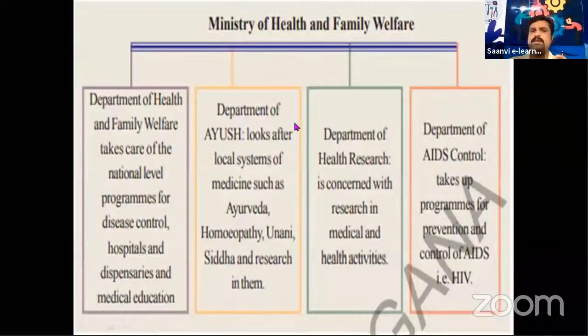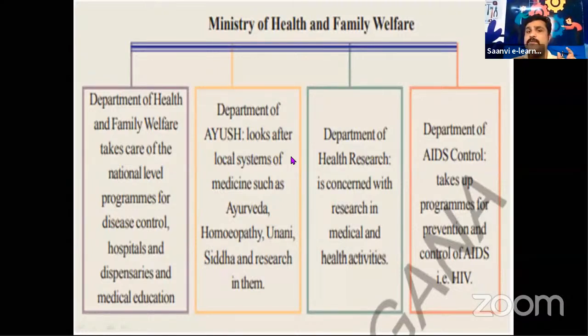Okay, children. Yes, finally here you have that chart. Ministry of Health and Family Welfare. What are the points they are concentrating? See, Department of Health and Family Welfare takes care of the national level programs for disease control, hospital and dispensaries and medical education. So these are all the main first function.